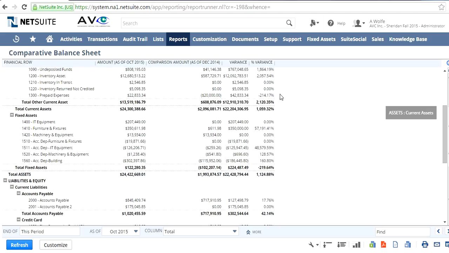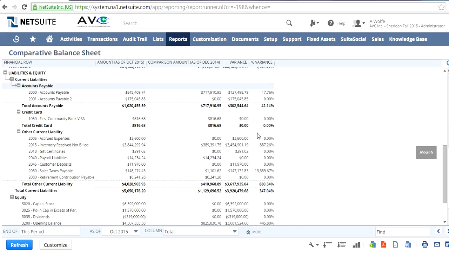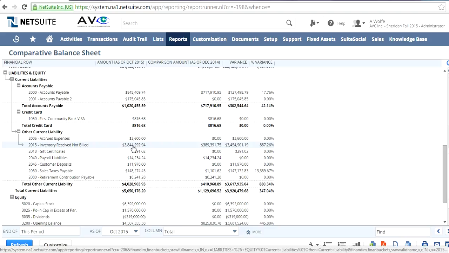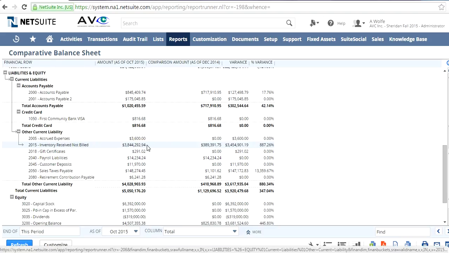So I would look at it as a whole. Our other current assets have gone up, our total fixed assets has actually gone down, and then you would perform the same type of look in the liability section. Definitely an 887% increase in liabilities that has been received and not billed. It's something that I would pay attention to. Is this money, we've received the goods, but we haven't been billed for it? So, what's the hold up on the end of the vendors?